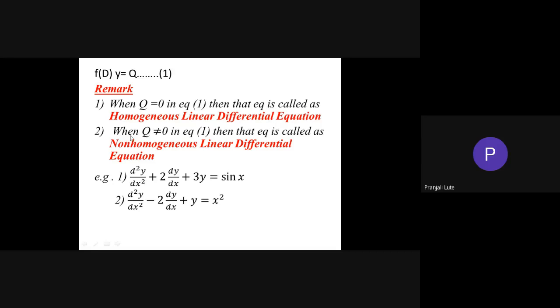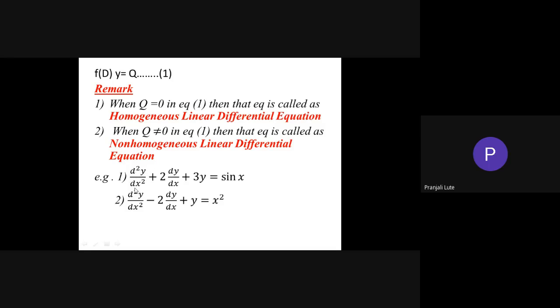Next is the non-homogeneous linear differential equation. Suppose when Q is not equal to 0, meaning the right hand side of the equation is not equal to 0 in this general form, then that equation is called a non-homogeneous linear differential equation. So there are some examples of linear differential equations with constant coefficients.